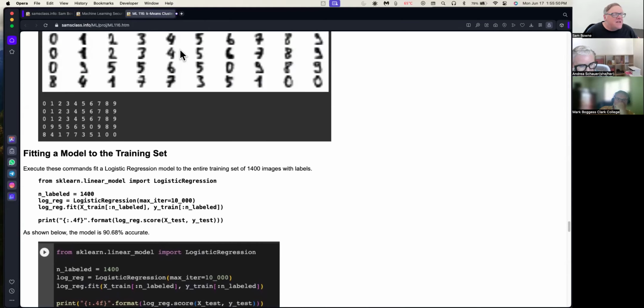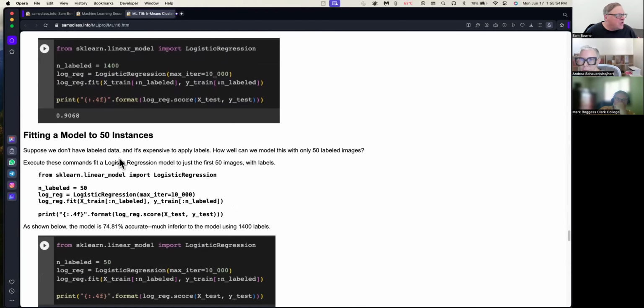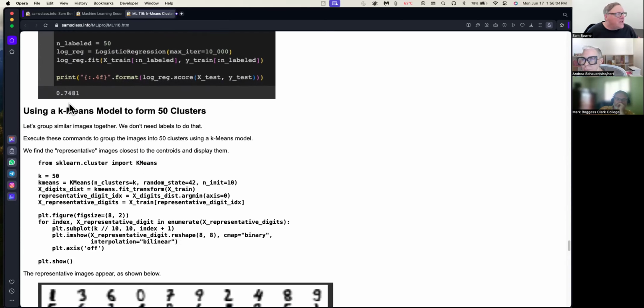Now imagine we didn't have labels for this data, and we're trying to learn anyway. Now you could try to model just 50 instances. Suppose I only have enough energy to get humans to label 50 of them. Well, if I train on 50 instead of all 1,400, then I only get 74% accurate, not 90% accurate, as you would expect. I have a much smaller sample. I'm more likely to learn bad habits. I might only have a few samples of a one. They might all be slanted the same way. So it gets the wrong idea of what the right shape of a one is.